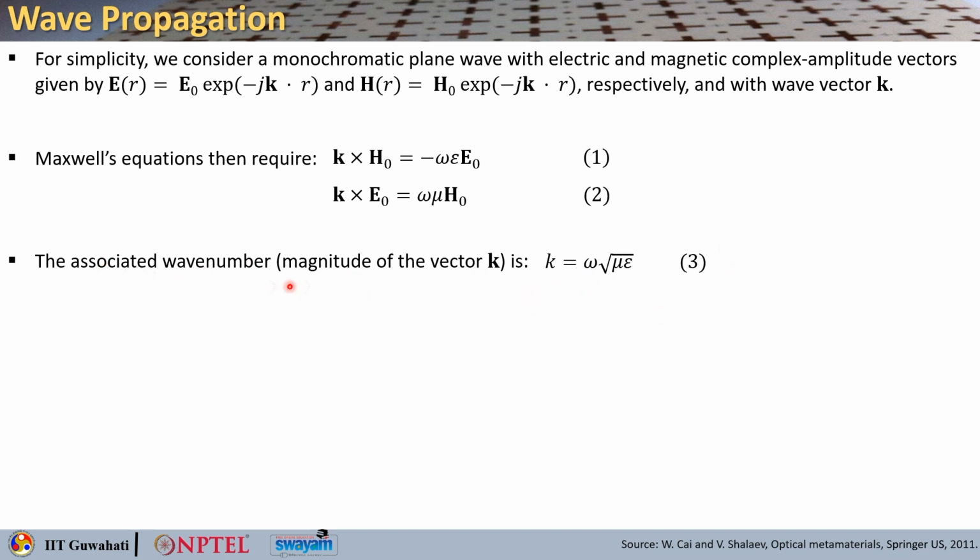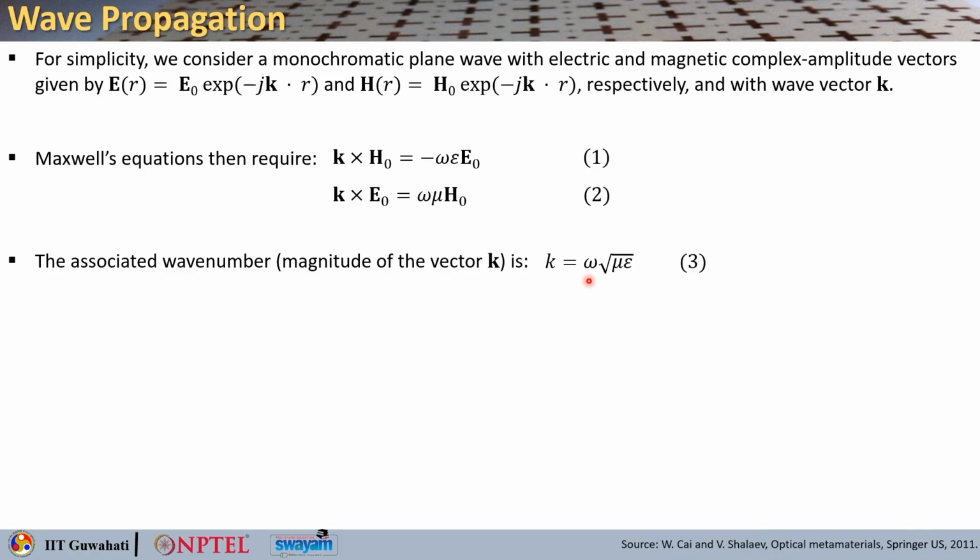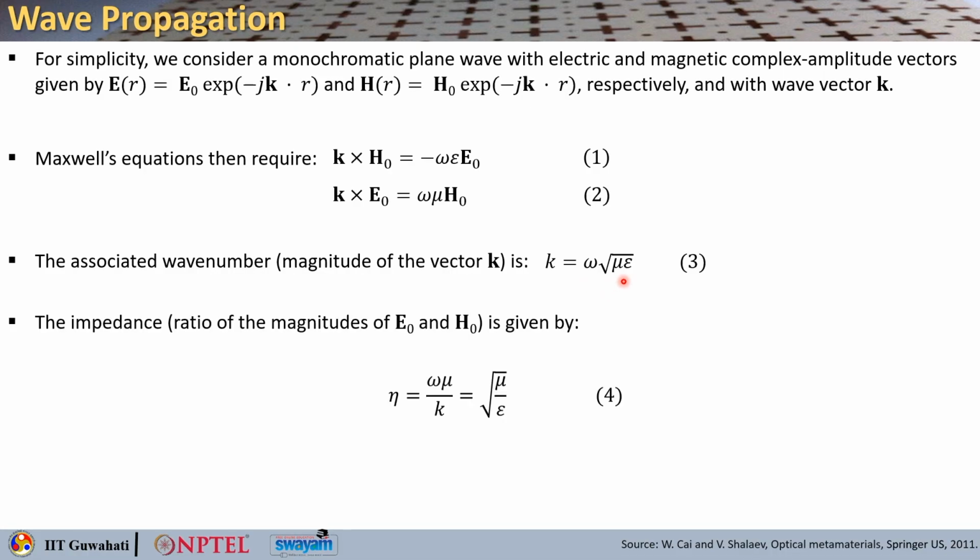Okay. Here also you can get some idea that the associated wave number, which is nothing but the magnitude of the wave vector, comes from k equals omega square root of mu and epsilon. So, the value or the sign of this mu and epsilon plays an important role. Another important parameter is impedance, which is basically the ratio of the magnitudes of the electric and the magnetic field. Okay. So, that you can define as eta, that is omega mu divided by k, which is nothing but square root of mu by epsilon.